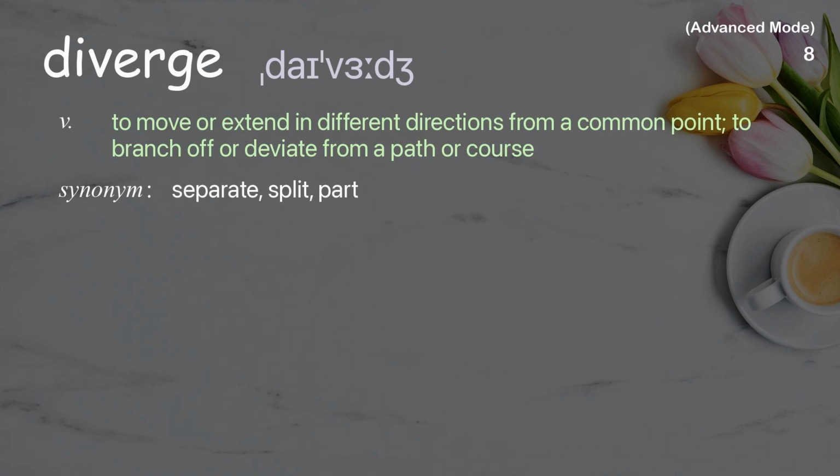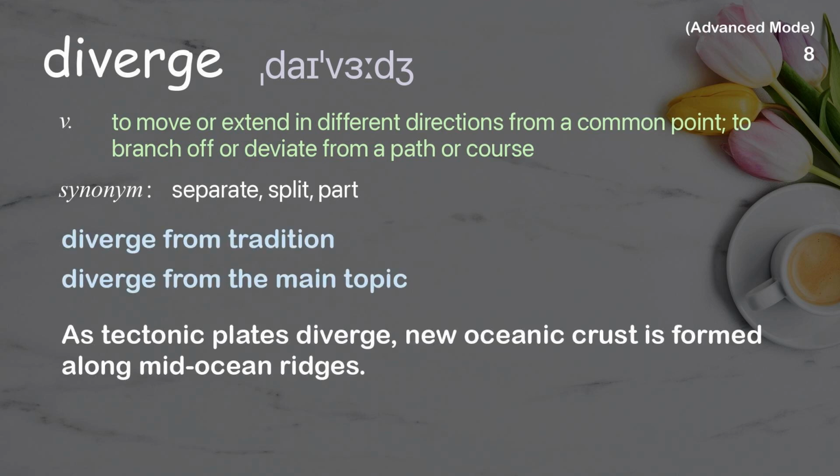Diverge. To move or extend in different directions from a common point, to branch off or deviate from a path or course. Examples. Diverge from tradition. Diverge from the main topic. As tectonic plates diverge, new oceanic crust is formed along mid-ocean ridges.